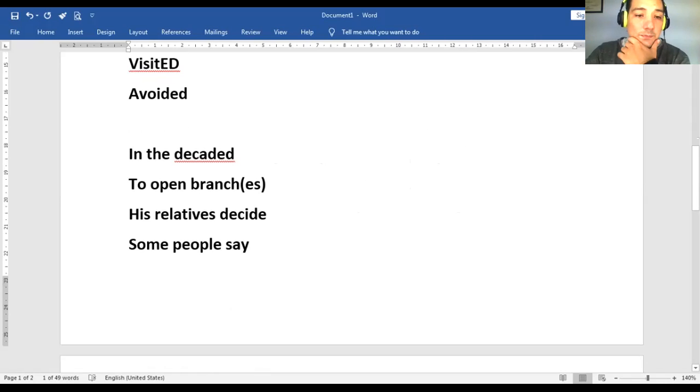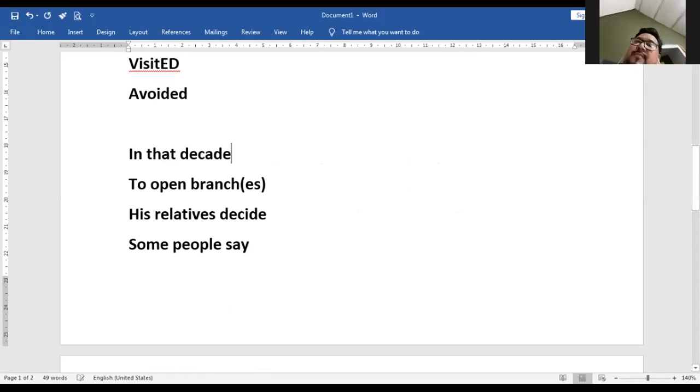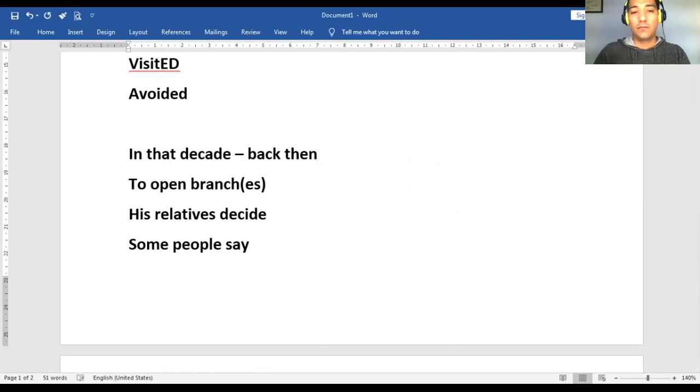Let's move on. In a decade, Francisco was saying in a decade. In the decade or in that decade? En esa década, in that decade. You could have said as well, back then, en aquel entonces. Instead of saying in that decade, you could have said back then. To open branches, you had to pluralize there. To open branches or to open new branches as well.